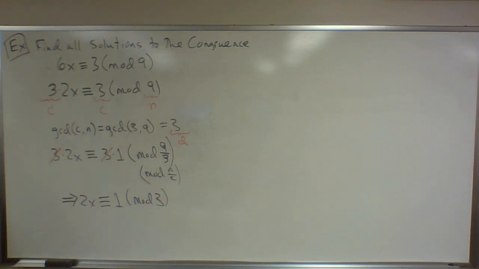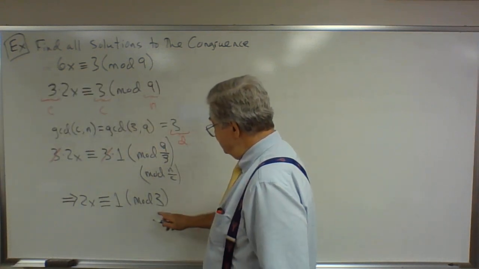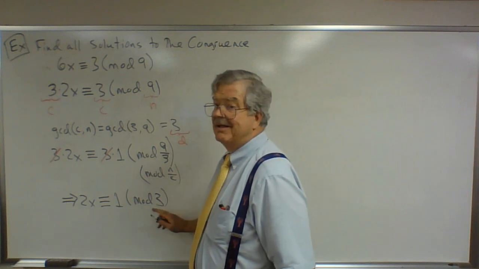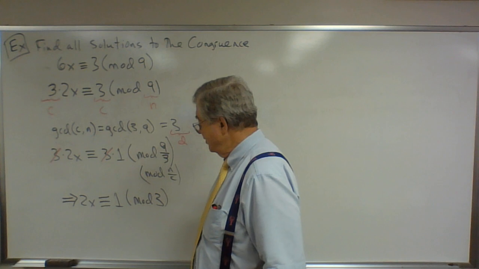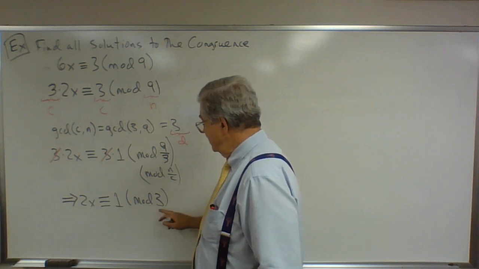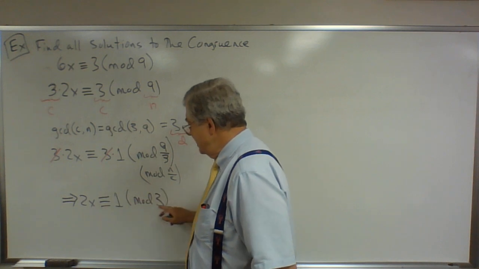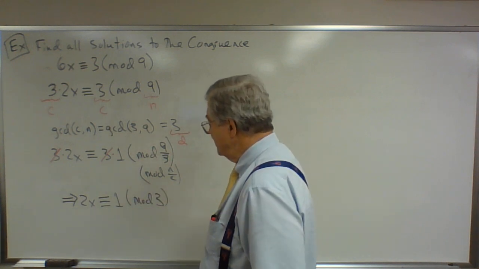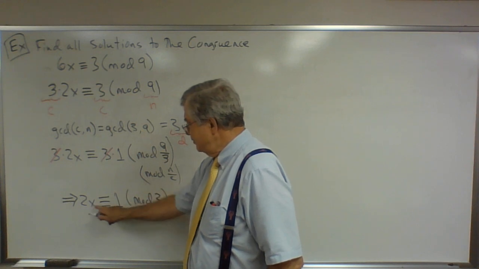Now this is pretty easy to solve. Mod 3, there are only 3 values that we can plug in. We can plug in 0, that's not going to work. We can plug in 1, and we'll get 2 mod 3, that's not going to work. Or we can plug in 2, and we're going to get 4, which is 1 mod 3.